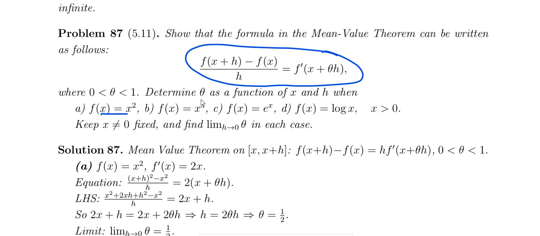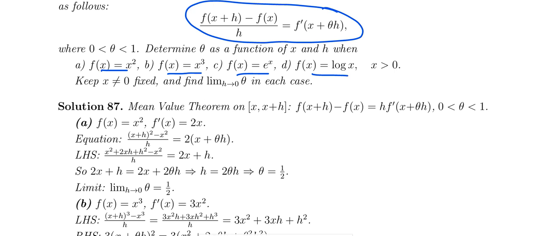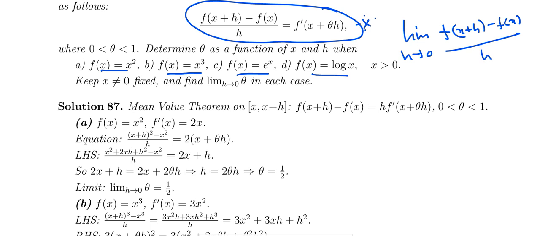When f of x equals x square, f of x equals x cube, f of x equals e power x, f of x equals log x, find the limit as h tends to 0. What happens when h tends to 0? Actually, this is the structure we studied at school level: limit h tends to 0 of f of x plus h minus f of x divided by h. If this exists and the derivative exists, that is equivalent to f dash of x. So when h tends to 0, this becomes f dash of x. This is the main structure.